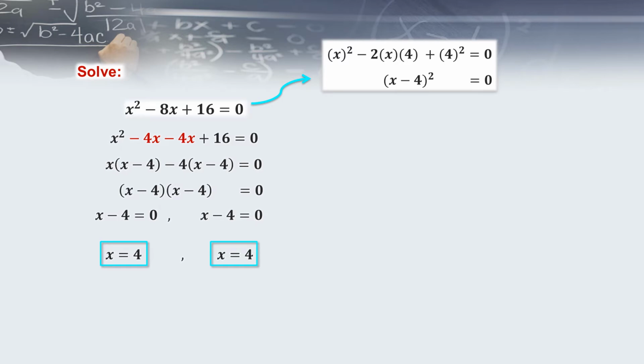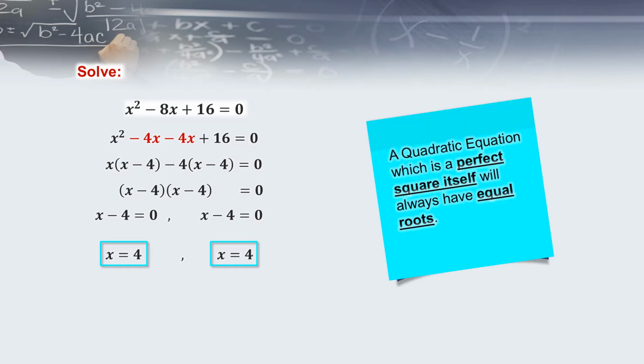Earlier we saw that the discriminant equal to 0 gave us equal roots, and now we found that this equation, which itself is a perfect square, gives equal roots. Combining both the statements, we can say that a quadratic equation which is a perfect square itself will always have equal roots and its discriminant will be 0.